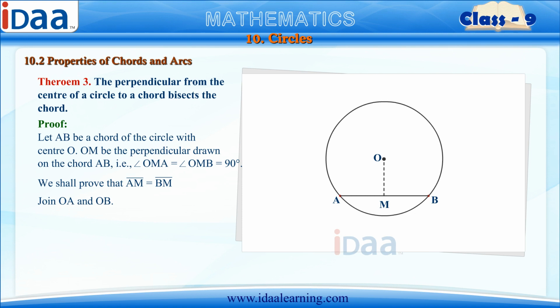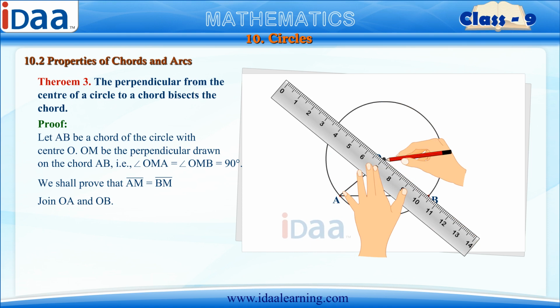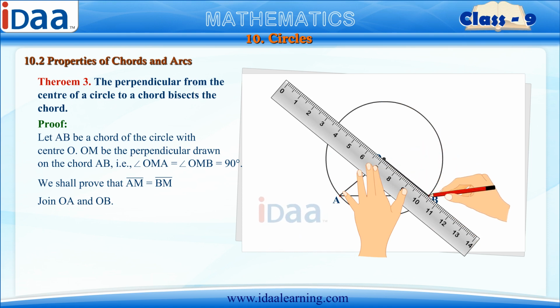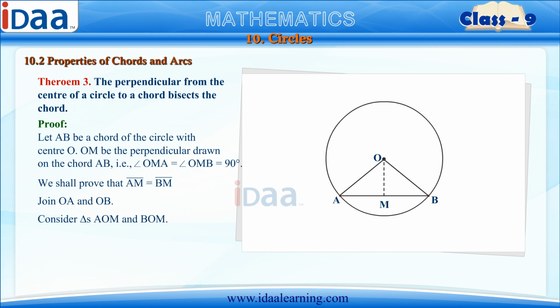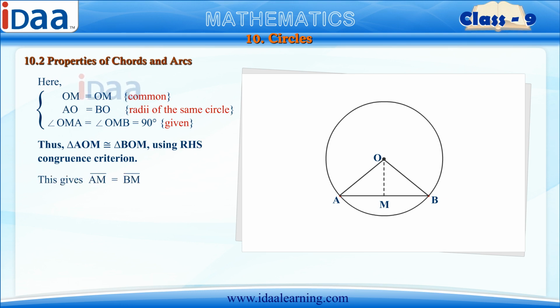Join OA and OB. Consider triangles AOM and BOM. These two triangles are congruent using RHS congruence criterion. This gives chord AM is equal to chord BM. This theorem enables us to locate the center of the circle.